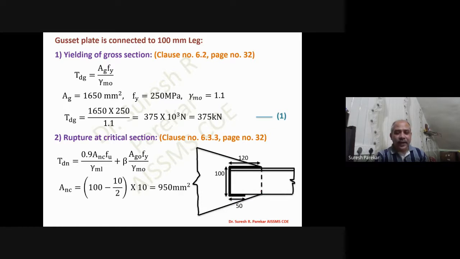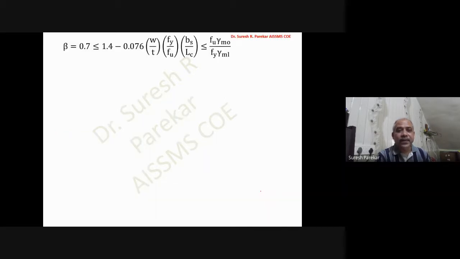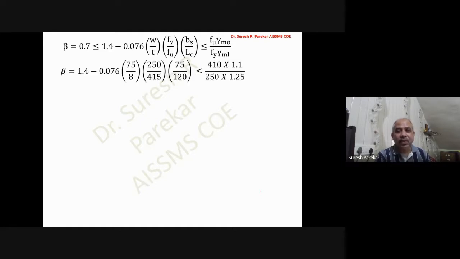Now here we have Anc, no holes are deducted from this, and therefore Anc we got 950, and Ago we have 700 millimeters square. So here we have simply (D minus t by 2) into t and (B minus t by 2) into t. Now if we go to the beta value, then in this we are going to work with bs and Lc.